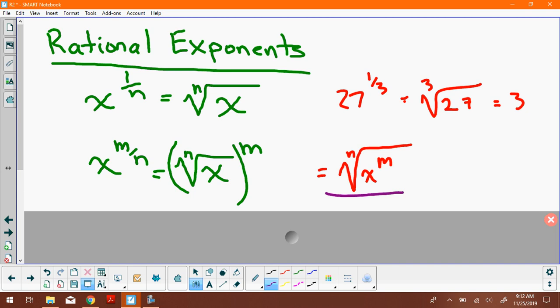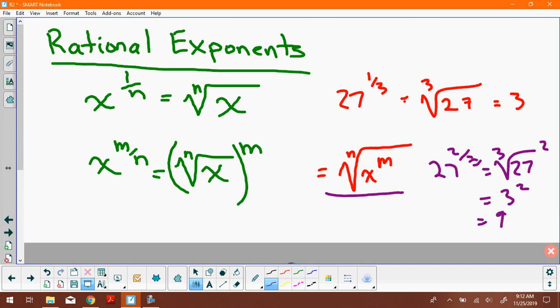Okay, again, for example, if I went back to this one and said, what's 27 to the 2/3? That means to take the cube root of 27 and then square it afterwards. Okay, let me fix that. Take the cube root of 27 first and then square it after. So cube root of 27 is 3, square it, and that equals 9. Okay, so that's what those fraction exponents mean.